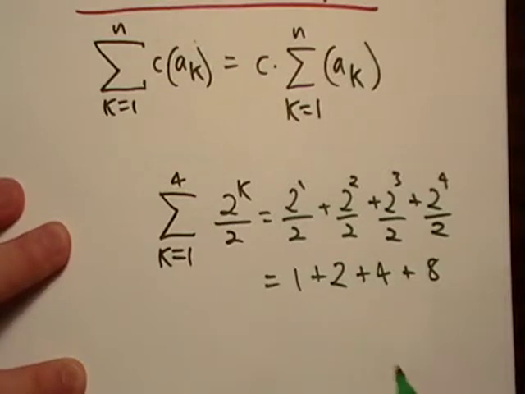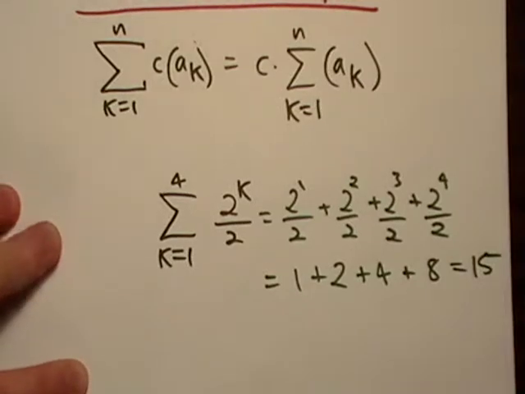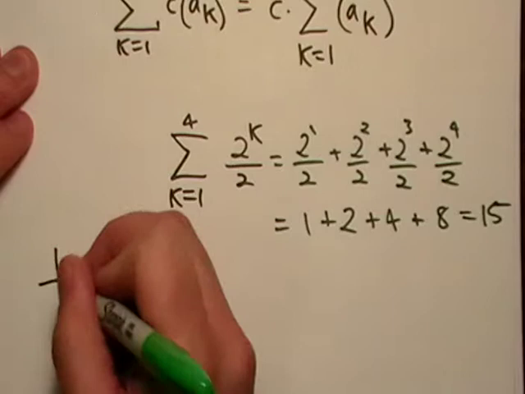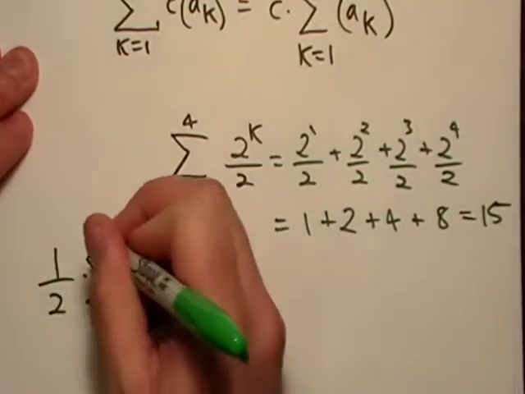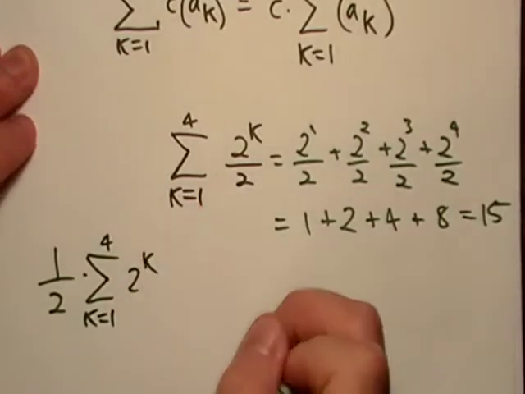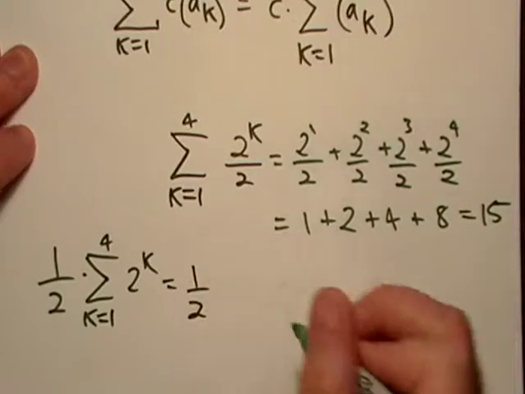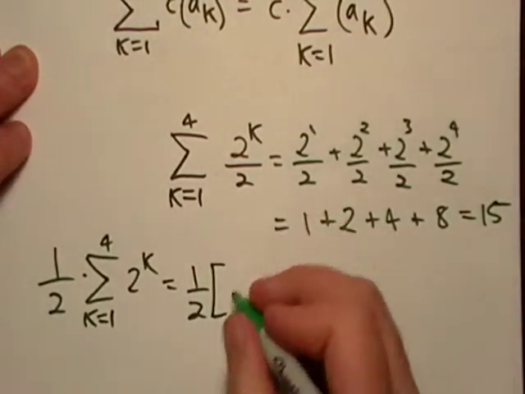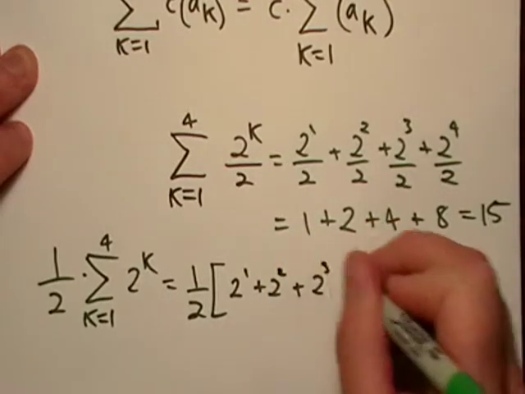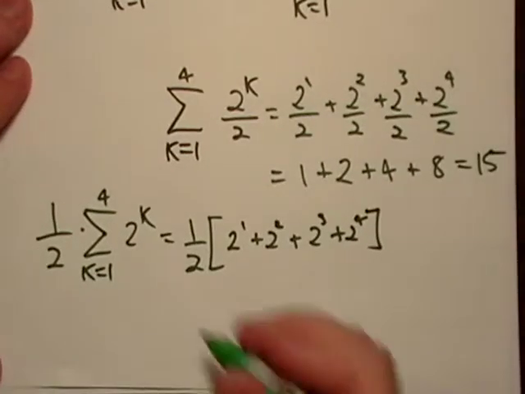So that's starting to look an awful lot like 15. Okay, so this rule says that I can basically just yank out the constant, which is 1/2, and I can just go 2 to the k, okay, which equals 1/2 multiplied by 2 to the 1 plus 2 to the 2 plus 2 to the 3 plus 2 to the 4th. Okay? So let's check it out and see if it works for us.